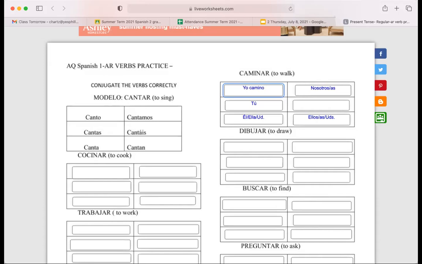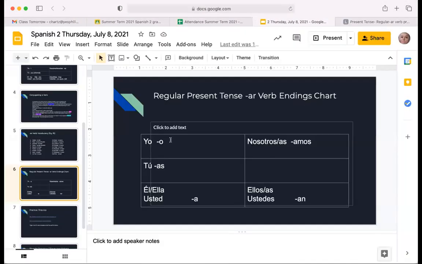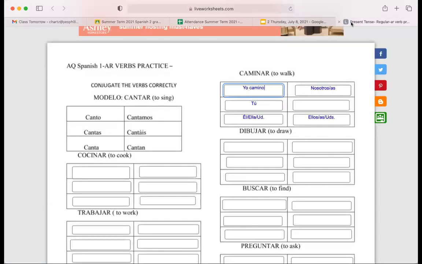Camino. Yeah, because remember, we take the AR off, right? It's gone. So we're left with the stem, the CAMIN, and then we have to add the O ending for yo. Do you see what I'm doing? Okay. So if we wanted to say you walk, how would we say that?